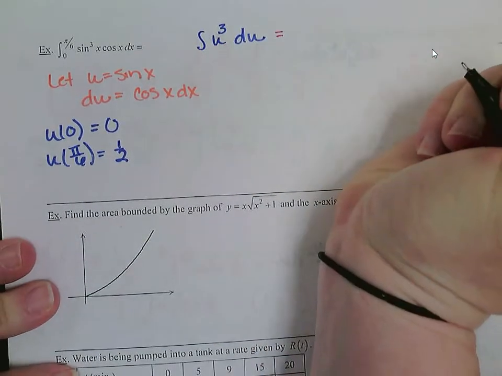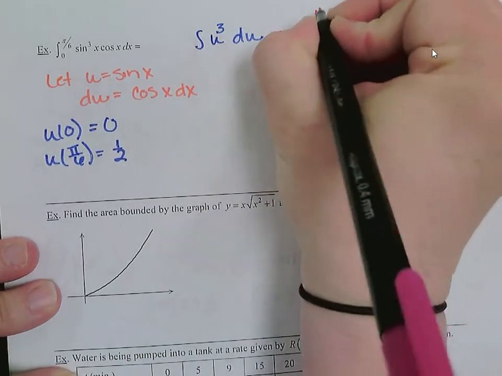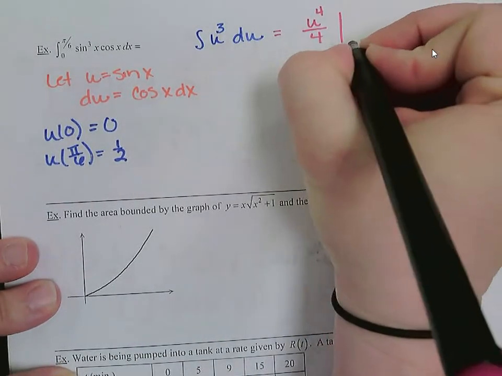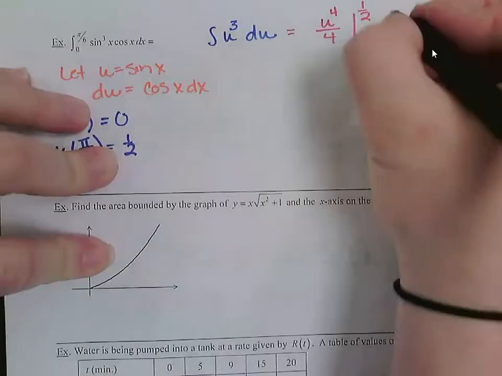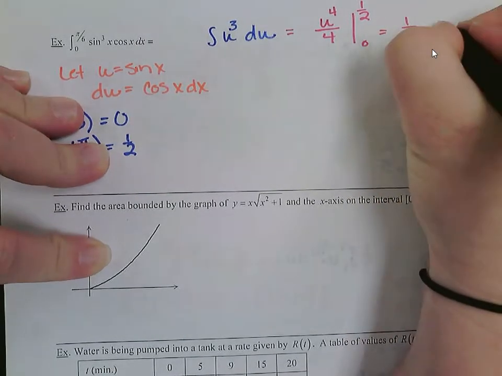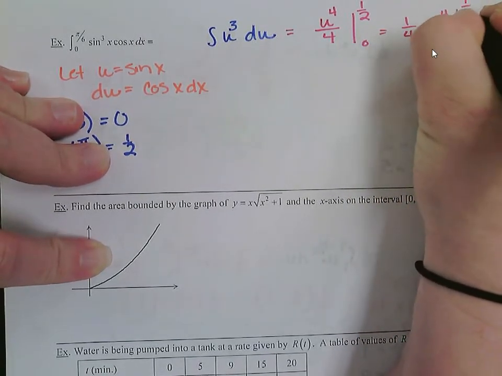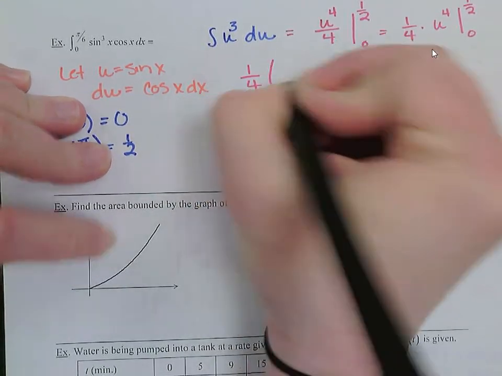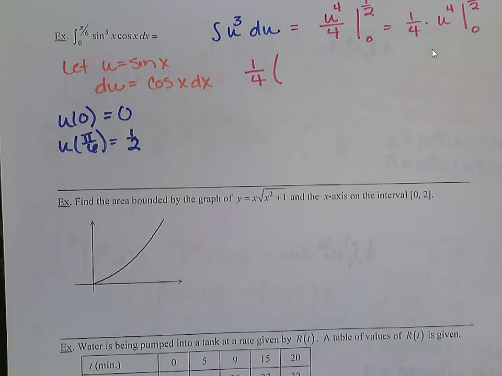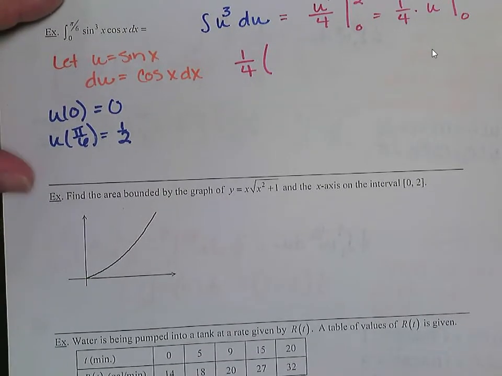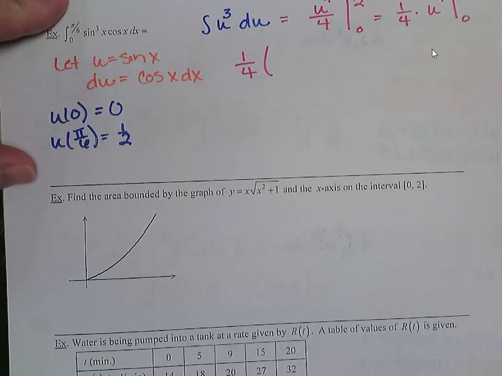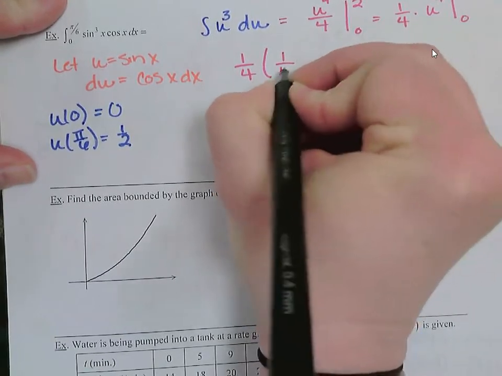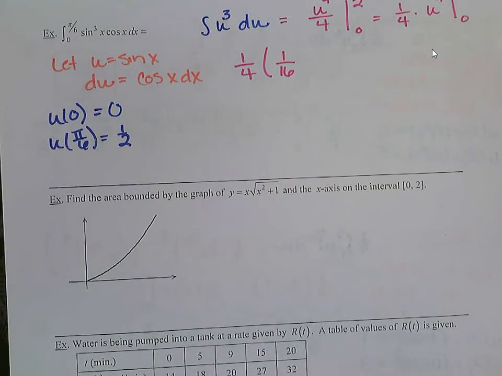The antiderivative of u cubed would be u to the 4th over 4, evaluated from 0 to 1/2. And because dividing by 4 is basically the same thing as multiplying by 1/4, I'm going to go ahead and factor out that 1/4, plug in my 0 and my 1/2, and then we'll multiply it at the end. So I have 1/2 to the power of 4. Well, 2 to the 4th is 16. So that's 1/16.